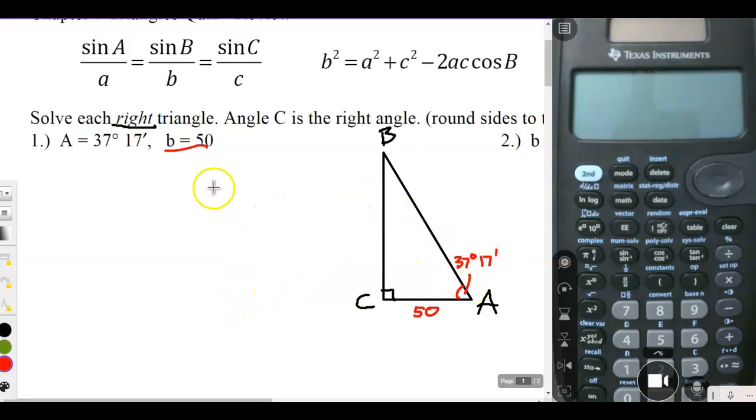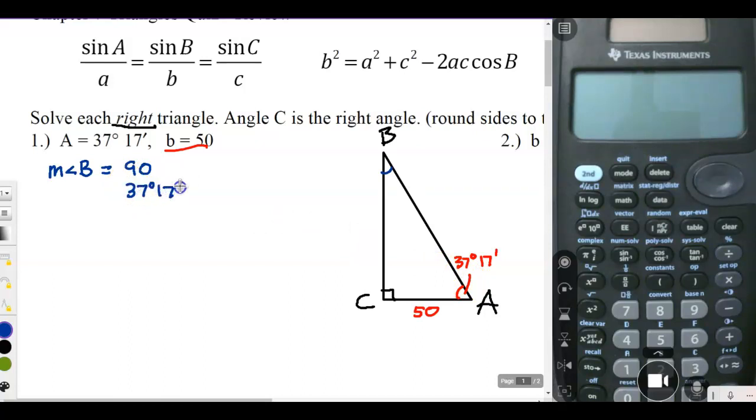So let's start by solving everything. Let's start by finding angle B. We know that these two angles are complements of one another. They add up to 90 degrees. So to find the measure of angle B, the measure of angle B will equal 90 degrees minus this 37 degrees, 17 minutes.